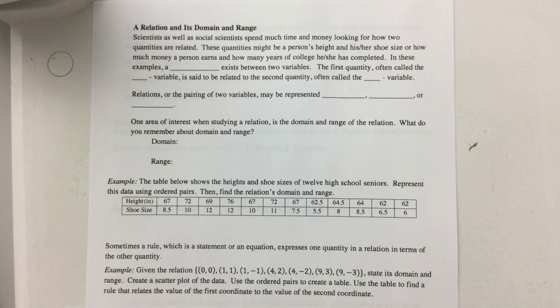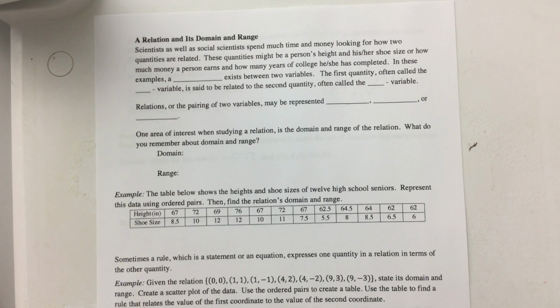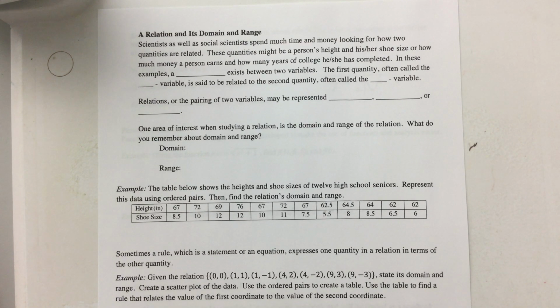Okay, moving on. A relation and its domain and range. Scientists, as well as social scientists, spend a lot of time and a lot of money. They try to look at how two different quantities are related. Some things that they might study: is a person's height correlated with his or her shoe size? You hear that quite often, that people who have larger feet are taller. Or you could hear it as, hey, tall people have bigger shoe sizes. So that's a relationship.